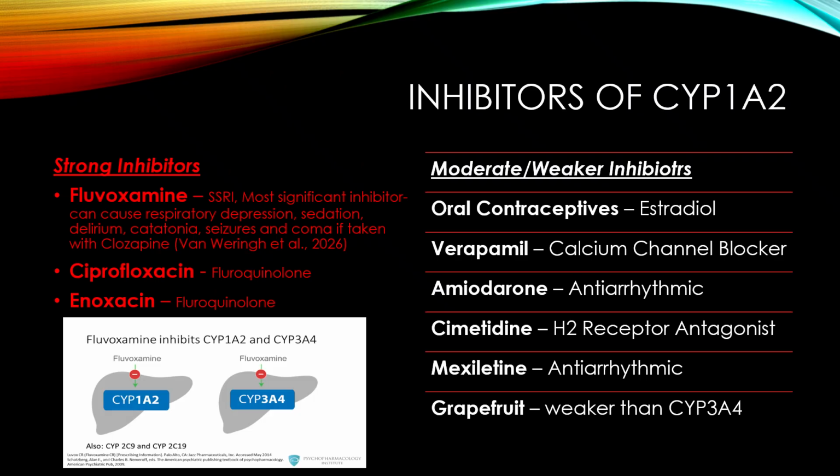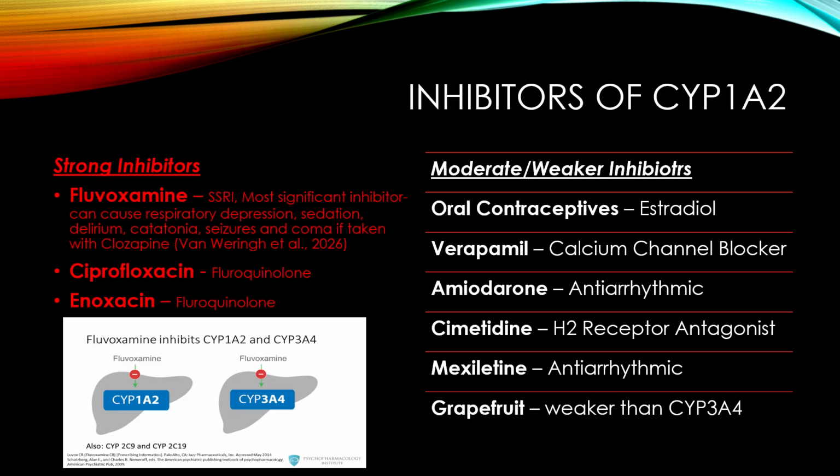Inhibitors of CYP1A2. Inhibitors do what they say and inhibit the metabolism, potentially leading to toxicity or adverse effects of the substrates. Strong inhibitors: fluvoxamine, which is an SSRI. This is perhaps the most significant inhibitor and can cause respiratory depression, sedation, delirium, catatonia, seizures, and coma if taken with the atypical antipsychotic clozapine.